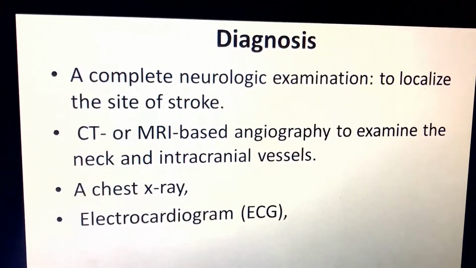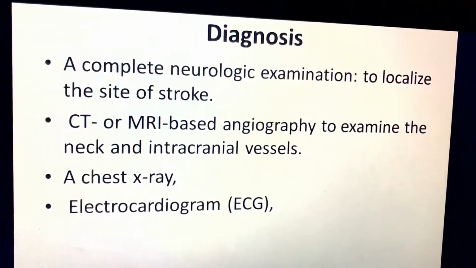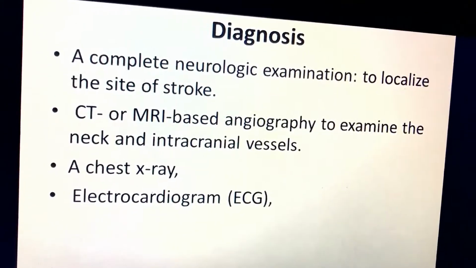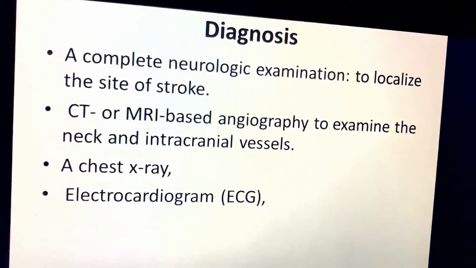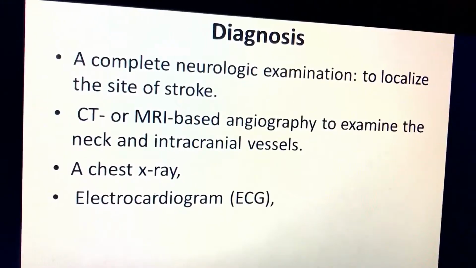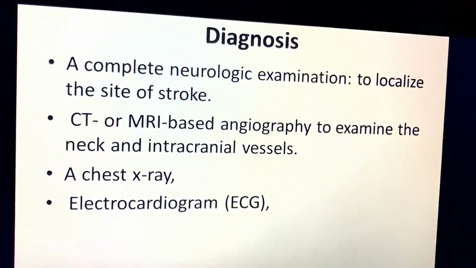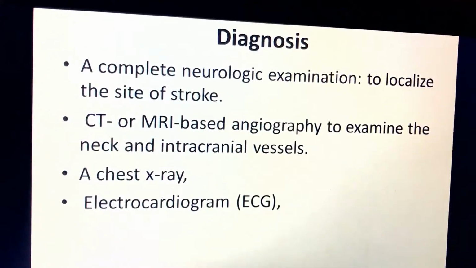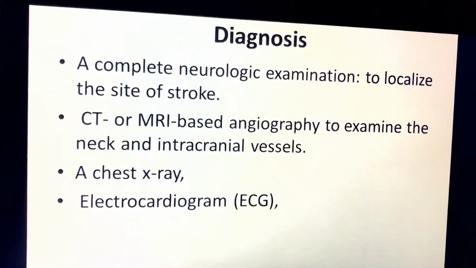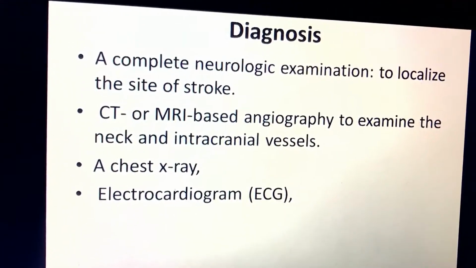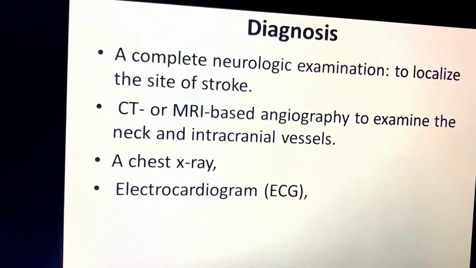Diagnosis: a complete neurologic examination to localize the site of stroke, and a CT scan or MRI-based angiography to examine the neck and the intracranial vessels. A chest X-ray and electrocardiogram should also be done to diagnose ischemic stroke.